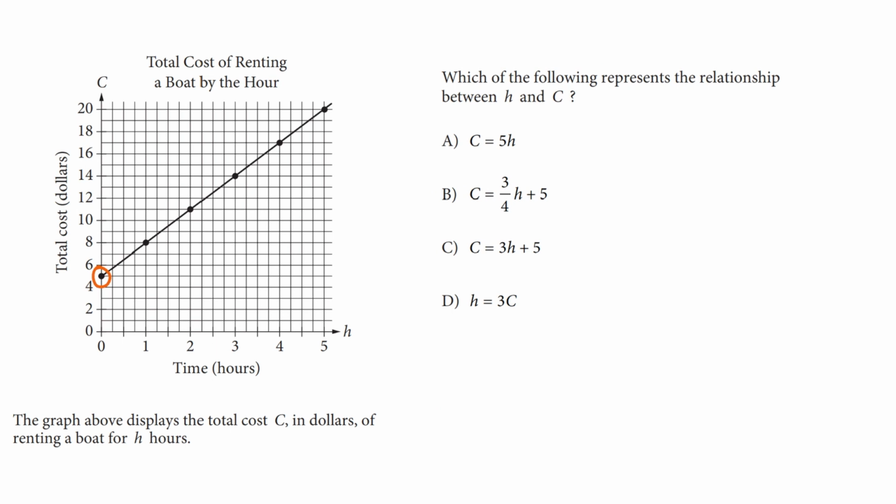And now our second part to this question: which of the following represents the relationship between H and C? So essentially we need to create an equation that represents this line. So if C is our starting point, we know when we think about our equations, y equals mx plus b, that y-intercept goes right here in our spot for b. So we're going to have plus 5 at the end. We're going to have some y equals mx plus 5. So we know it's not going to be letter choice A or letter choice D.